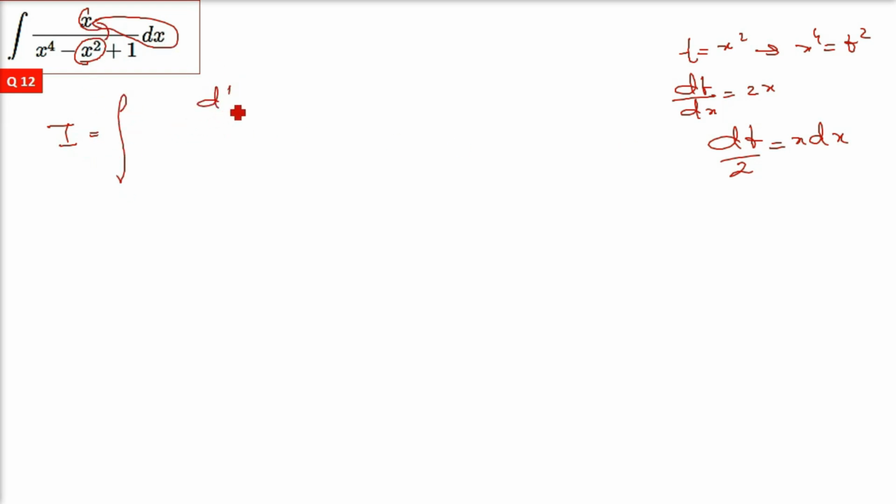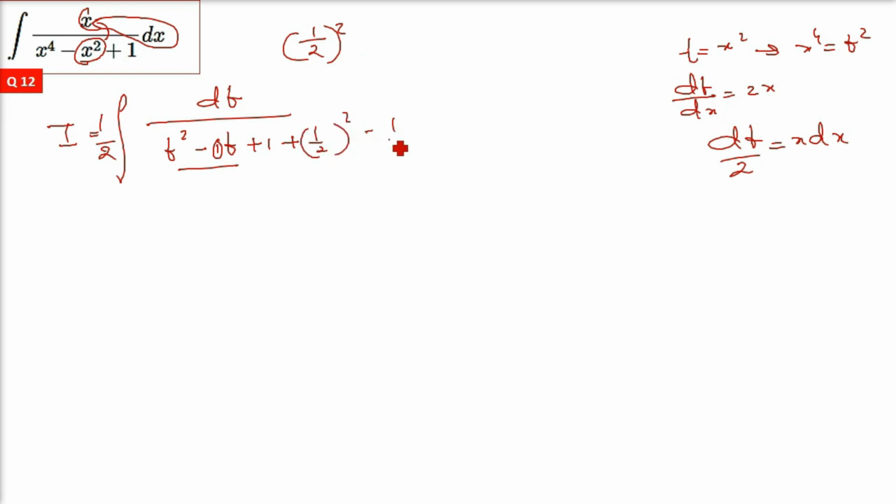dt will come here. Half we can take outside. x raised 4 will be t square. x square will be t, and plus 1. Now in this expression t square minus t plus 1, we'll try to make it a perfect square. What is the approach? We'll take the coefficient of the middle term, which is t, or x it was. We make it half, square it and add it and subtract it. So half square minus half square.